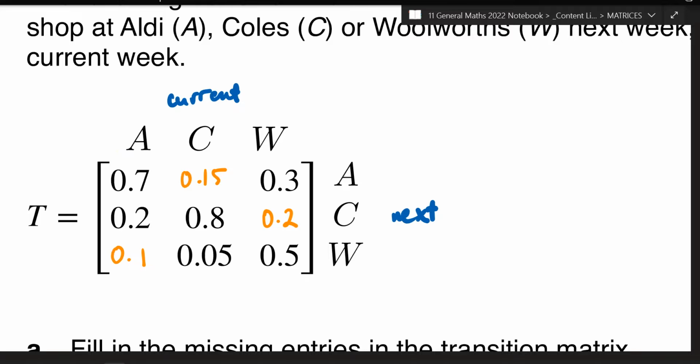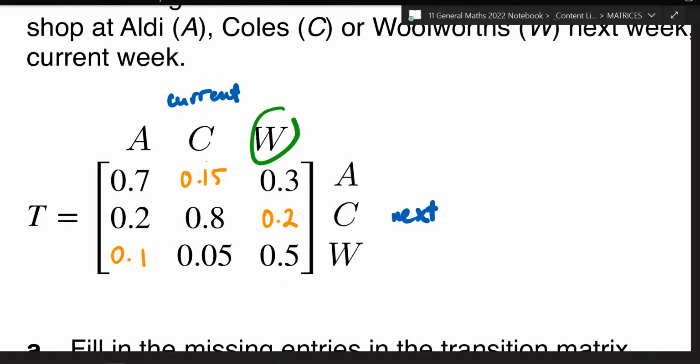And it's the same for all of them. Let's say I was at Coles this week. I have a 15% chance that I'm going to go to Aldi next week. If I shop at Coles this week, I have an 80% chance of going back to Coles next week. If I shopped at Coles this week, I have a 5% chance that I'll go to Woolies. That's how we read this: from current to wherever the next is.